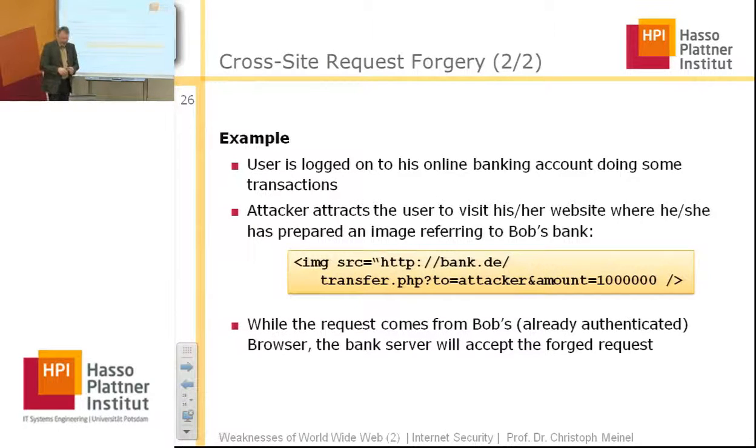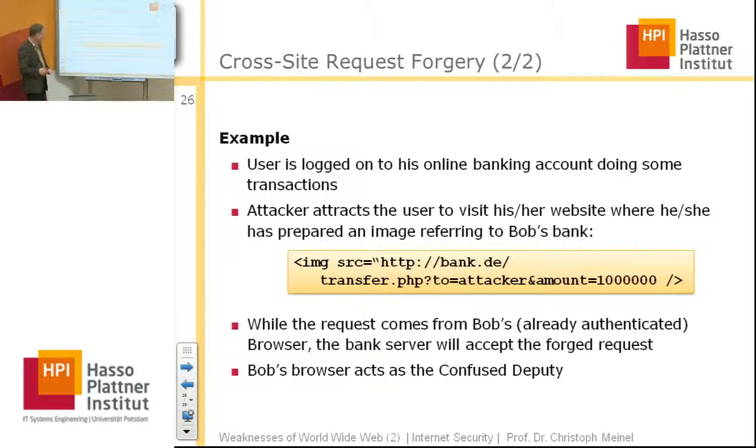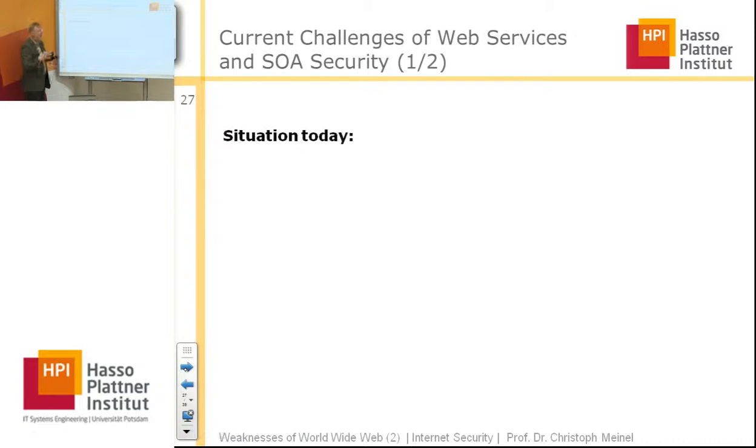Now, while the request comes from Bob's already authenticated browser, the bank accepts the forged request. The bank accepts the request because the bank thinks this comes from the authorized user. And this exactly shows what is meant when we speak about the confused deputy. The confused deputy is Bob's browser. Bob's browser is authorized to do transactions, and now there is a confusion so that the attacker can also trigger some commands on Bob's online account.